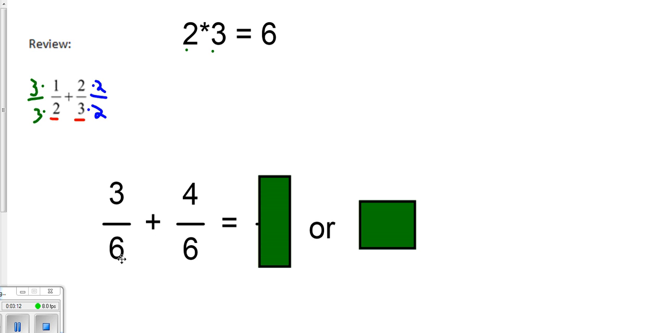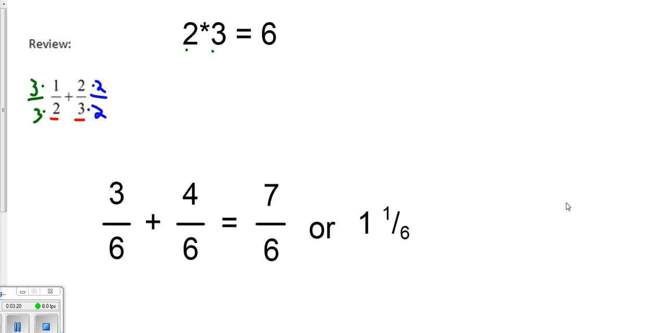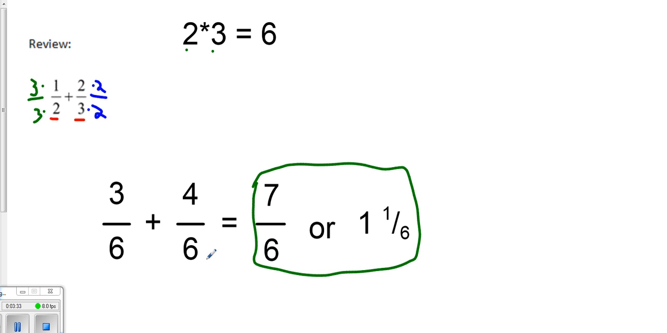Now that we have a common denominator, we just add the numerators across. So 3 plus 4 is 7. So we call it 7/6. Or, if you'd like, we can call it 1 and 1/6. This would be the mixed number version. This would be an improper fraction. For whole number fractions like this, either one is acceptable. But that is, again, kind of the process we're going to be looking for. Get the denominators the same, add or subtract the numerators, and then simplify at the end.